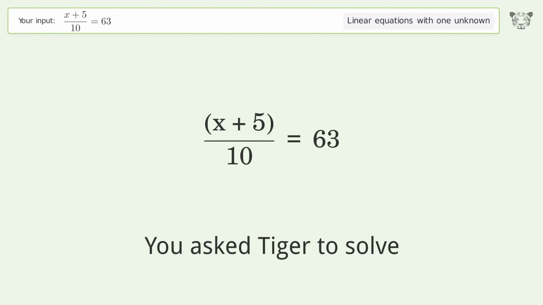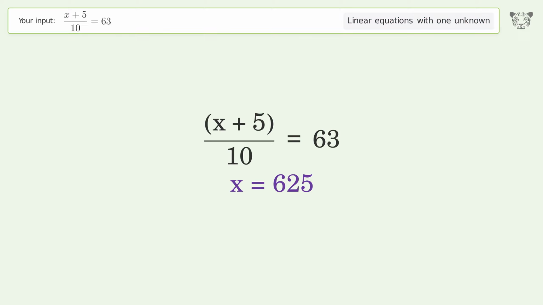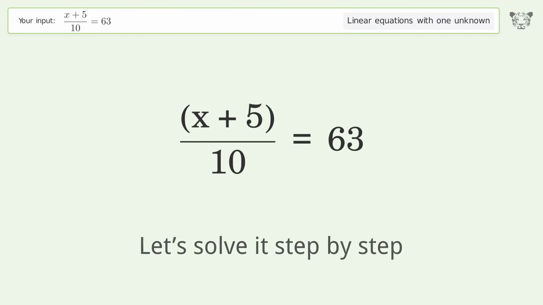You ask Tiger to solve. This deals with linear equations with one unknown. The final result is x equals 625. Let's solve it step by step.